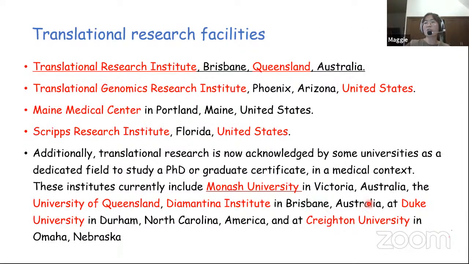And here are shown some of the translational research facilities which are famous all over the world. As you can see, you can find Queensland University in Australia, a lot of institutes in the United States, and also Monash University. So these universities have good institutes for translational research. If you are interested in these studies, you can search online on their websites to read more details about translational research.